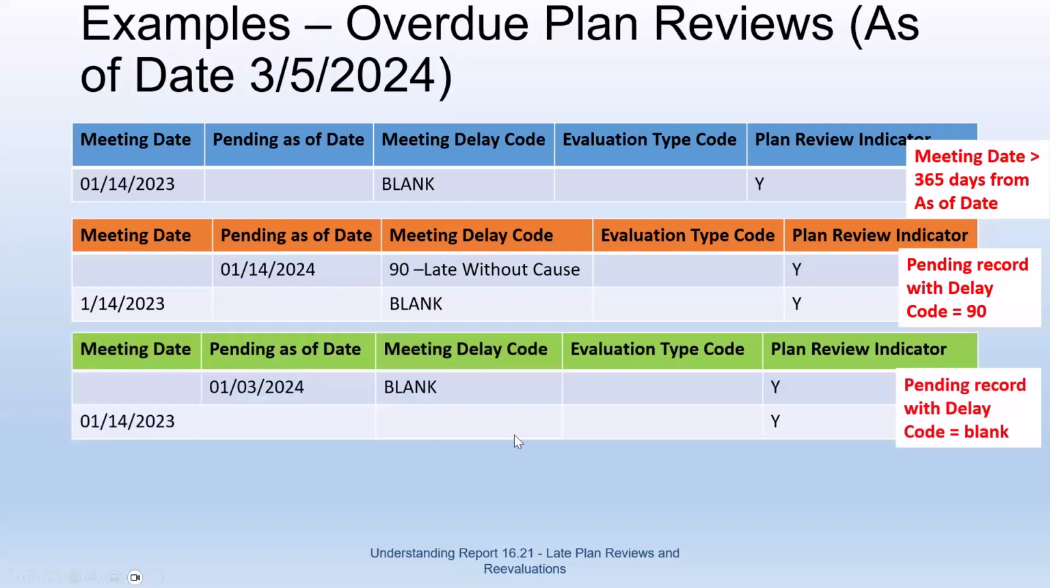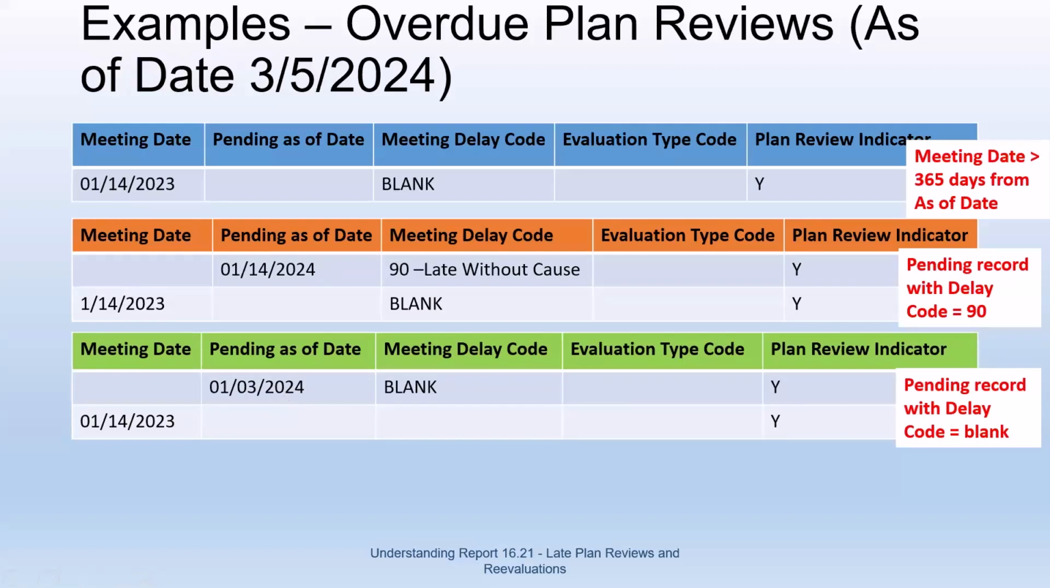Our next scenario, in this case, we have 2 records. We have the annual that was done on January 14th, 2023. And then we have a pending record that the LEA submitted on January 3rd, 2024. In this case, the meeting delay code was blank. The meeting delay code was probably blank because at this point, on January 3rd, 2024, the meeting wasn't actually late. So that's probably why it doesn't have a delay code.